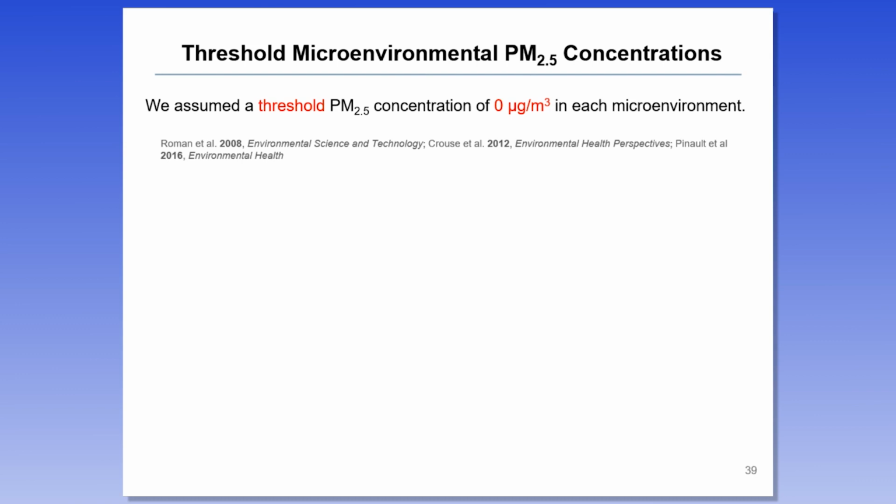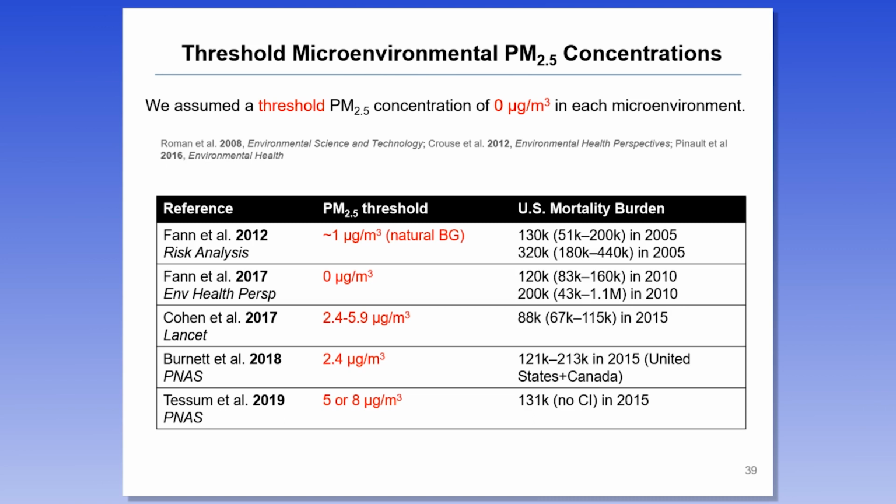So now we know the concentration, we have to find the threshold. The threshold is needed to find the delta C, or the concentration to which we are exposed above the threshold. In this study, we consider a threshold of 0 for all environments. It was based on some recent studies suggesting that even the smallest concentration of PM2.5 still has some health impact on people. That's why we consider a threshold of 0 for PM2.5. But other studies considered different numbers for the PM2.5 threshold.